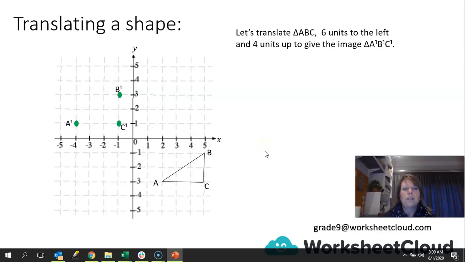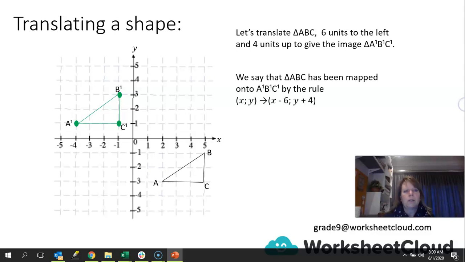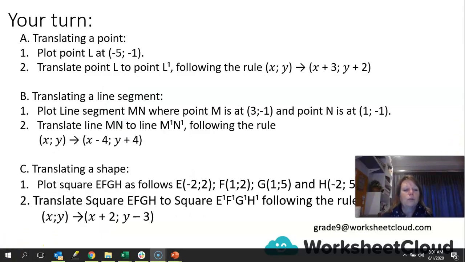So we have translated each point individually. We have mapped triangle ABC onto triangle A1, B1, C1. Obviously, at the moment, those are just individual points. So what we have to do is join the points to form the triangle. Does it look the same shape and size? Yes, it does, which actually means it has been mapped. The one has been mapped onto the other. So we say that triangle ABC has been mapped onto A1, B1, C1 by the rule x minus 6, y plus 4. Right. So now this is your turn to work.